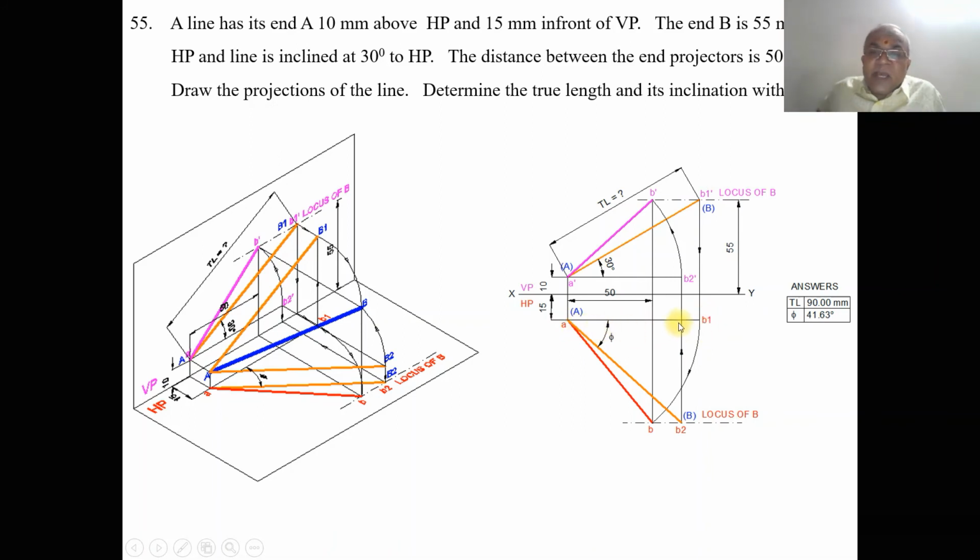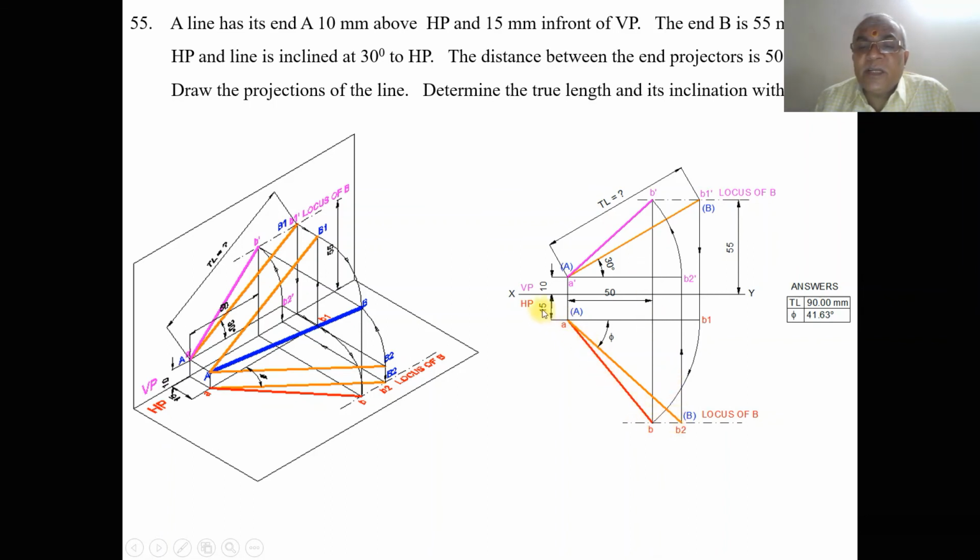So both A and B1 are in front of VP by 15 mm. Now the top view is here, but actually the top view should lie on this particular end projector. So with A as center, taking the radius of AB1 by using the compass, you draw an arc such that it cuts the locus of B in the end projector to get the point B, the top view, on this end projector line. You mark this point as B, and through this point B, draw a horizontal dash dot line, which is the locus of B. Then join A to B with a dark line.